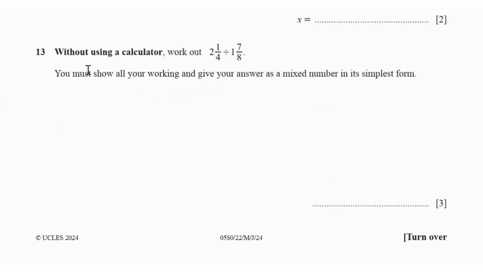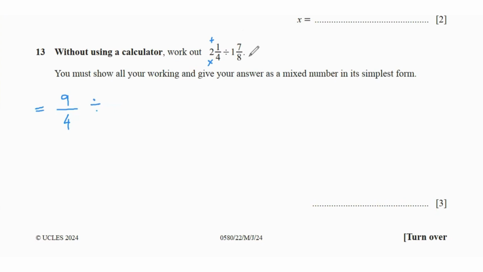Question 13 says, without using a calculator, work out 2 whole number 1 over 4 divided by 1 whole number 7 over 8. So we have mixed numbers being divided. First thing we need to do is convert the mixed number into an improper fraction. In order to do that, we multiply the denominator by the whole number and add the result to the numerator. So 2 times 4 plus 1. 2 times 4 is 8. 8 plus 1 is 9. So 9 over 4 divided by 1 whole number 7 over 8.